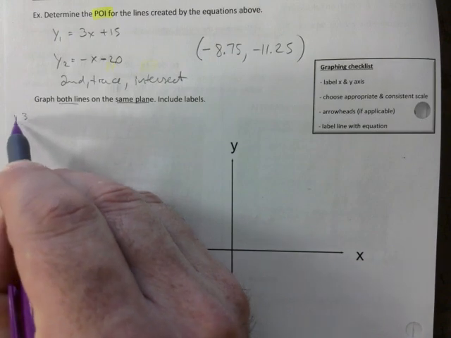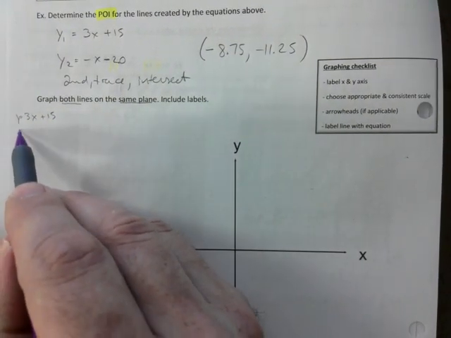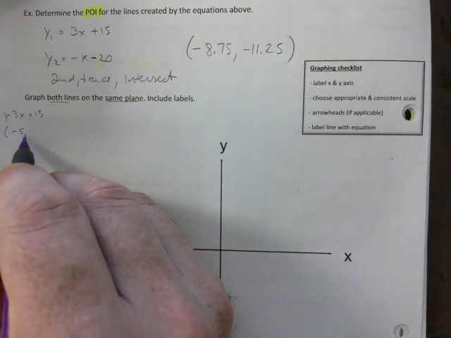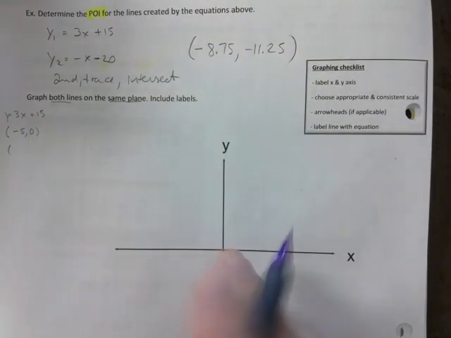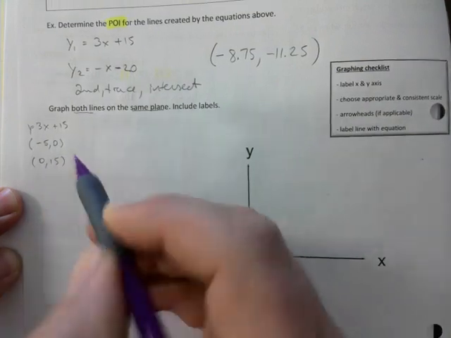So y is equal to 3x plus 15 had, what was my x-intercept? I'm just going to go peek, okay? It was -5, 0, as well as 0, 15, sorry. I don't need to peek on that one.